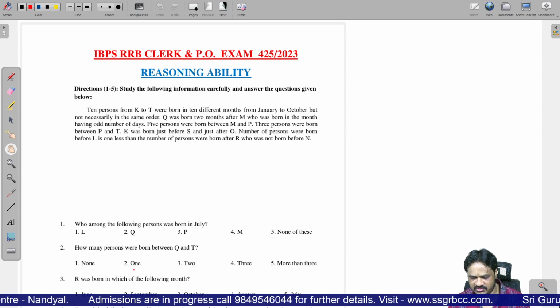Q was born 2 months after M, who was born in the month having odd number of days. 5 persons were born between M and P. 3 persons are there between P and T. K was born just before S and just after O. The number of persons born before L is 1 less than the number of persons born after R who was not born before L. Now let us see this question.